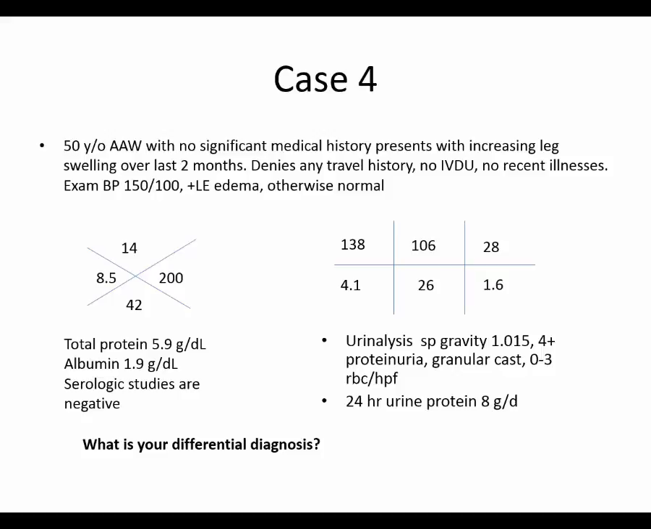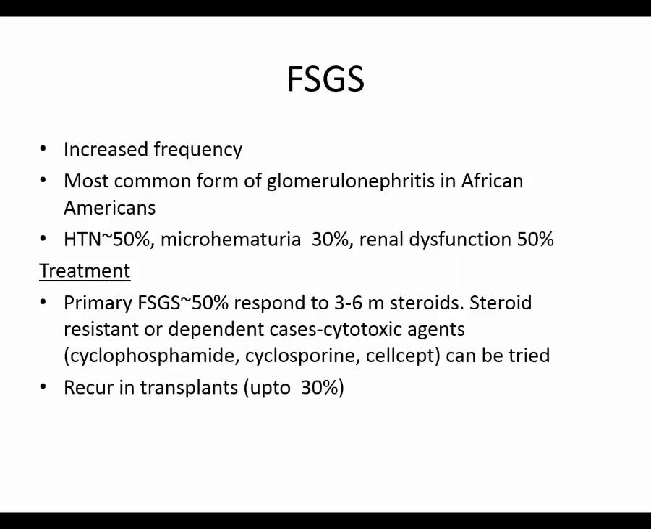So it's been looked at, and these patients, some of them do end up progressing to ESRD, quite a few actually. So like I said, we are diagnosing it with more and more frequency, and it is the most common form of glomerulonephritis in our African American patients. They will have all these findings of hypertension, microhematuria, renal dysfunction.